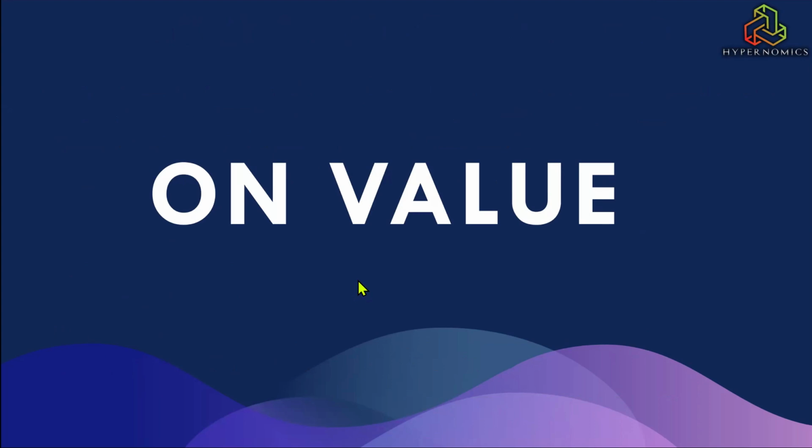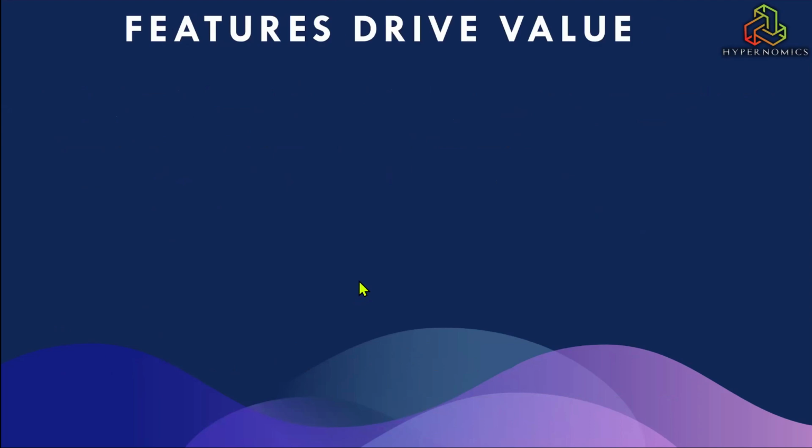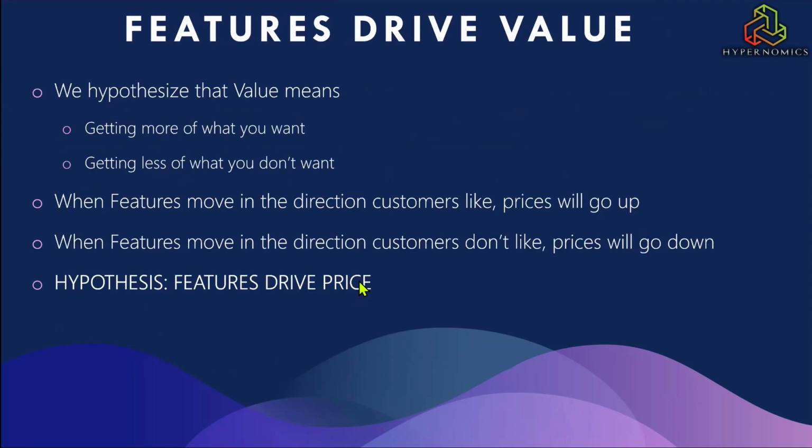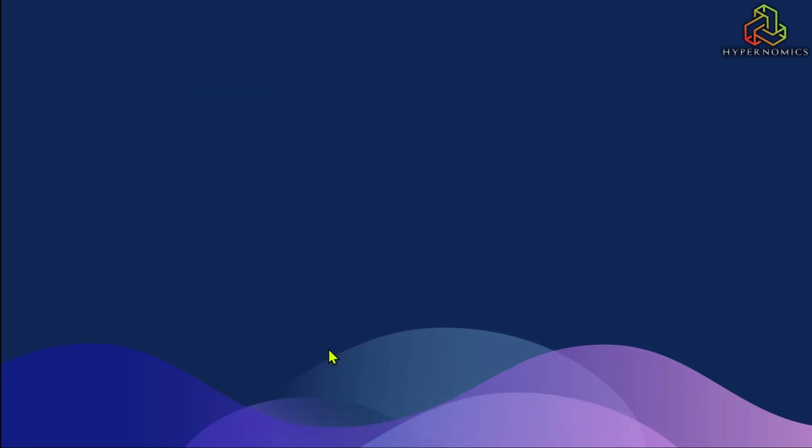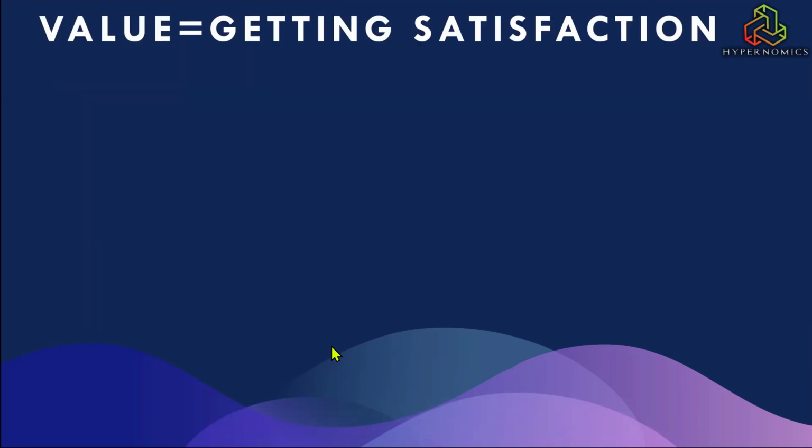So when it comes to value, we say that features drive value. So we hypothesize that value means simply getting more of what you want or getting less of what you don't want. If you get more of what you want, the prices go up, and if it goes in the other direction, prices go down. So this is a hypothesis. We want to be able to test for that then. So how can we go about testing for that? Well, value, and again, in our vernacular, means getting satisfaction.